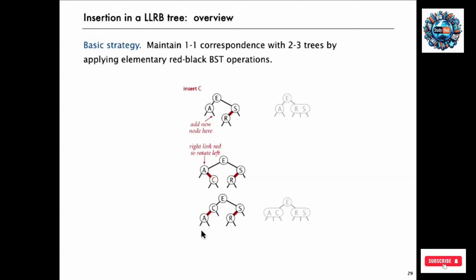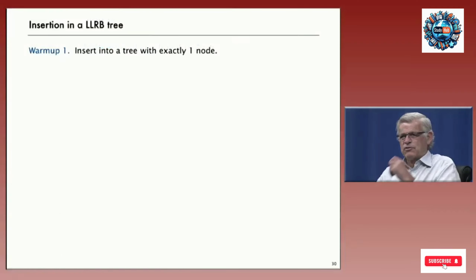After we do the left rotate, we have a legal left-leaning red-black tree, and it exactly corresponds to that 2-3 tree. So the insertion of C gives us exactly what we'd want, the correspondence with the 2-3 tree. And we have to work through other cases that can arise, but there's not too many, so we'll work through them. And we have the basic operations: left rotate, right rotate, and flip colors.